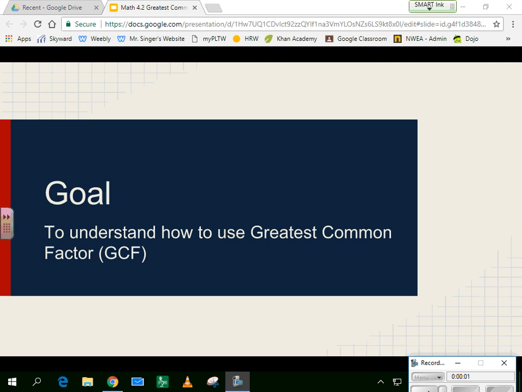Okay, today's lesson is to understand how to use GCF, or greatest common factor. Write this down along with today's date and page number before we move on.